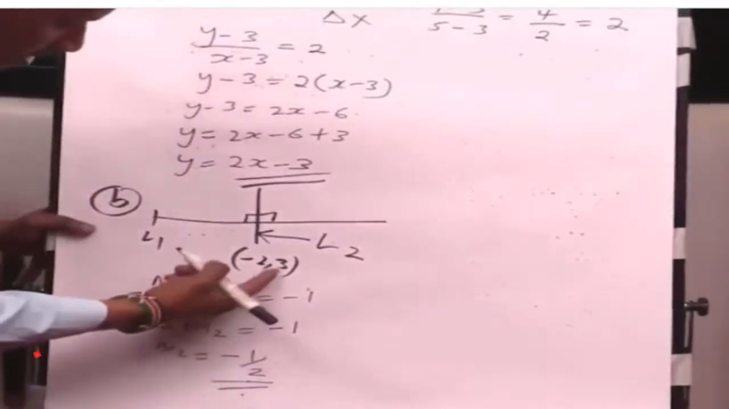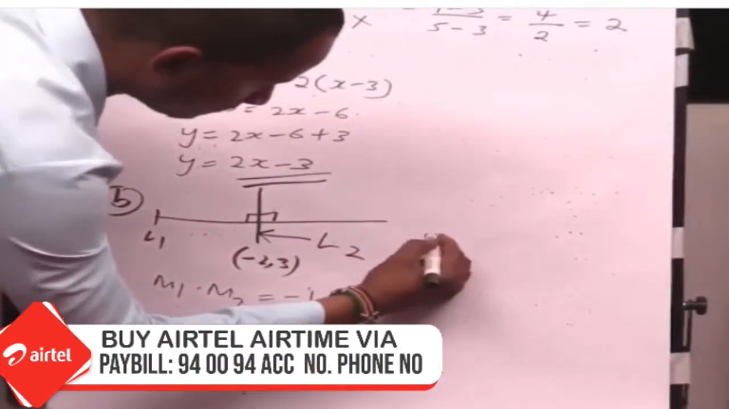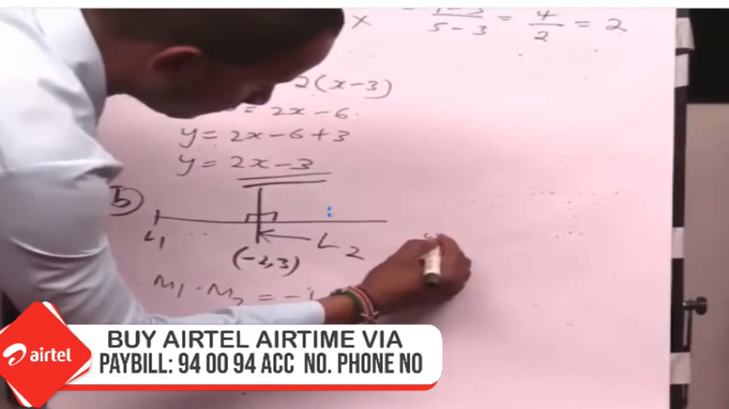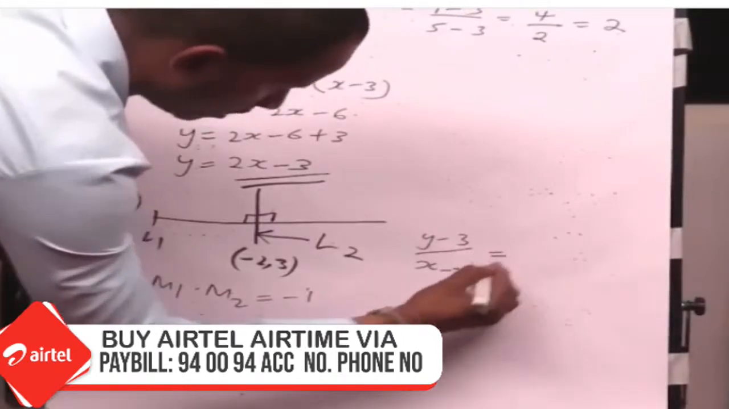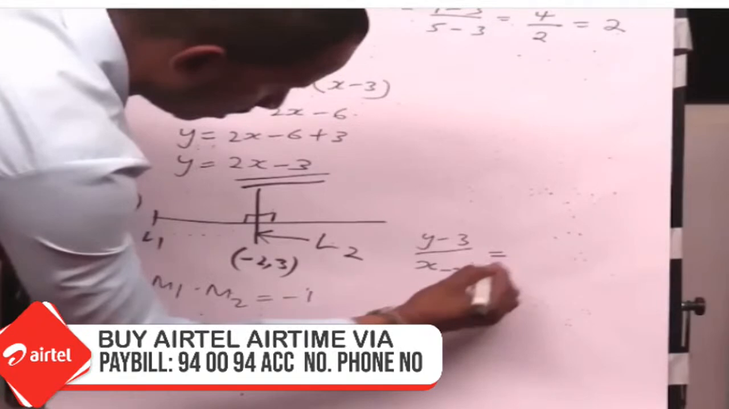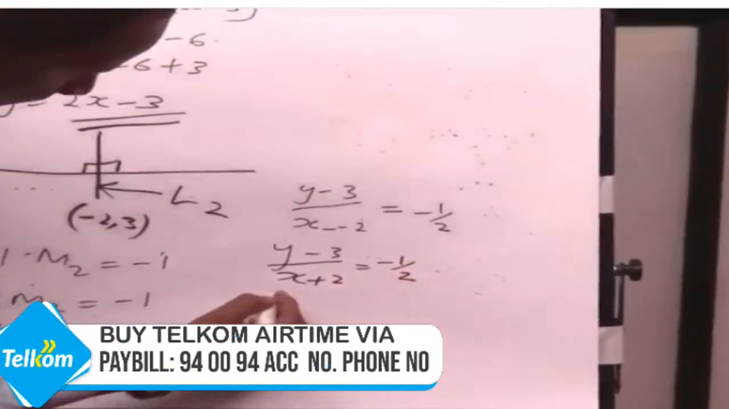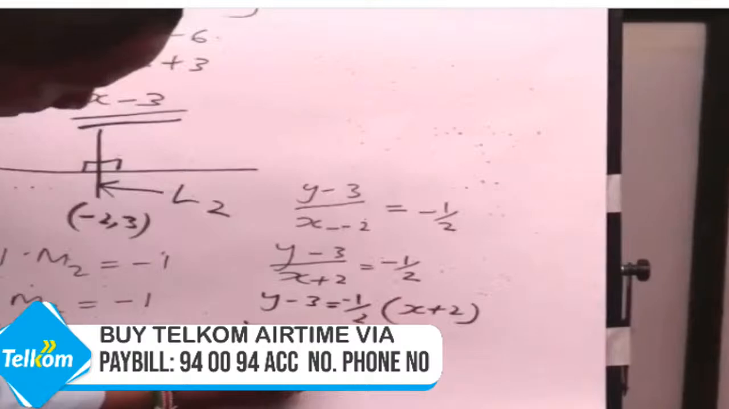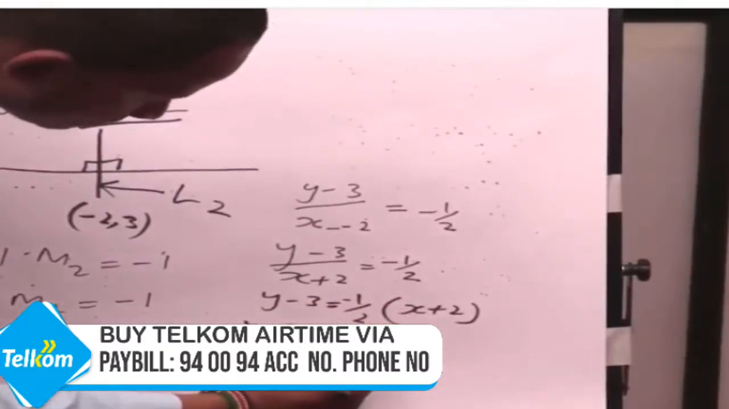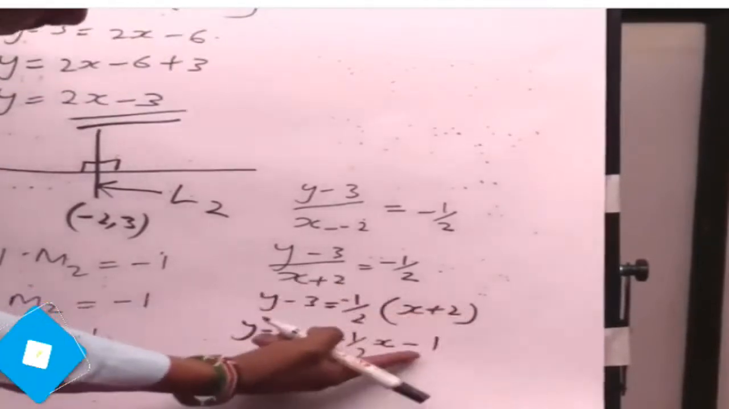So for line L2, to get this gradient, change in y, which is y minus 3, over change in x, x minus minus 2, equals minus a half. So y minus 3 over x plus 2 equals minus a half. So y minus 3 equals minus a half times (x plus 2). When you open the brackets, it becomes minus a half x minus 1, since minus a half times 2 is minus 1.